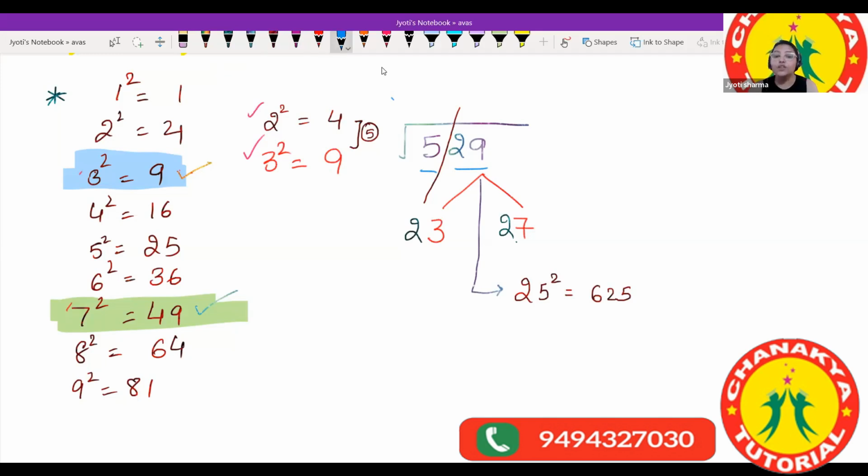Now, 529 is smaller than 625 or greater than? It is smaller. So the smaller number will be your answer.